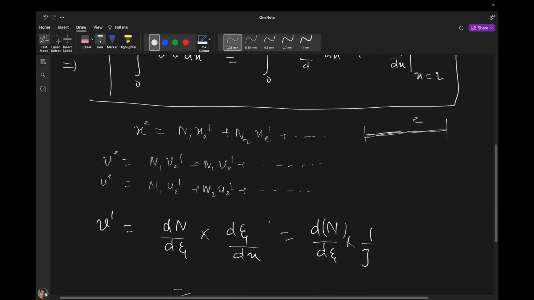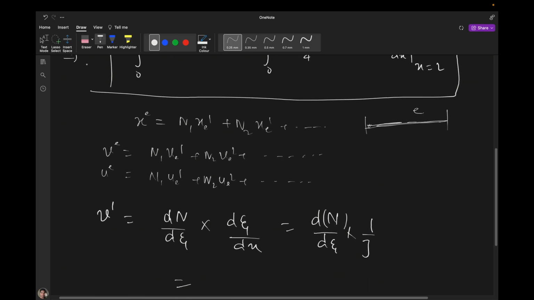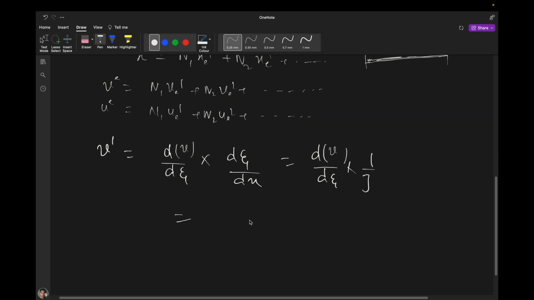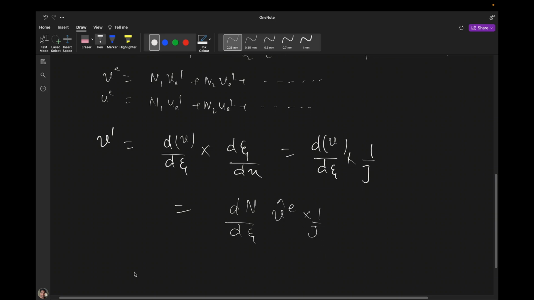What is n? Sorry, here it should not be n, it should be v. So when you write v here, it will result in dn by del zeta. Sir, how is dx by dz equal to j? Yeah, it should be L, no?